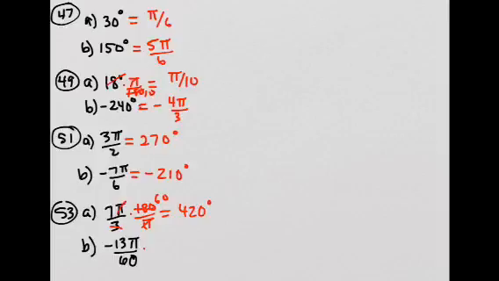And then the next one, the same thing, 180 degrees over pi. Pi's cancel. 60 goes into 180 3 times. So negative 13 times 3 is negative 39 degrees.